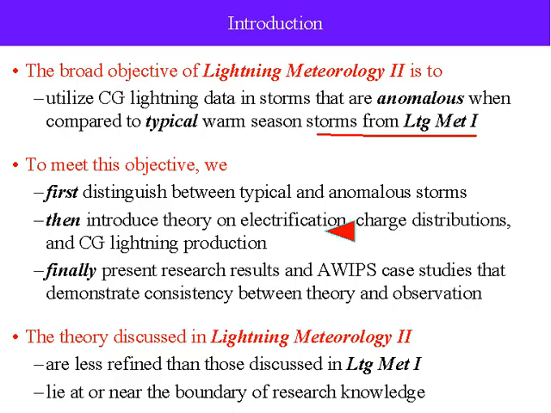One thing to keep in mind is that the theory discussed here in Lightning Meteorology 2 is much less refined than the theory from Lightning Meteorology 1. Most of this lies at or near the boundary of research knowledge, and some of the results are from papers which have come out in the last couple of years and may not be completely accepted in the entire electrification and meteorological communities.